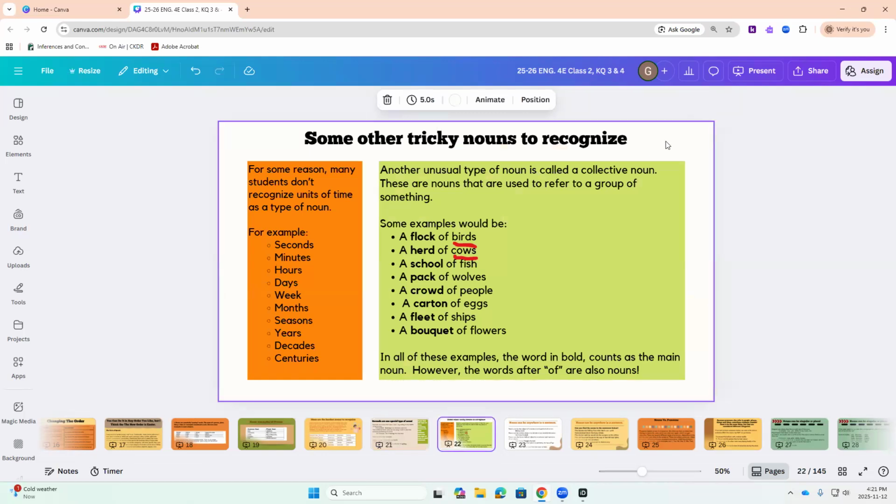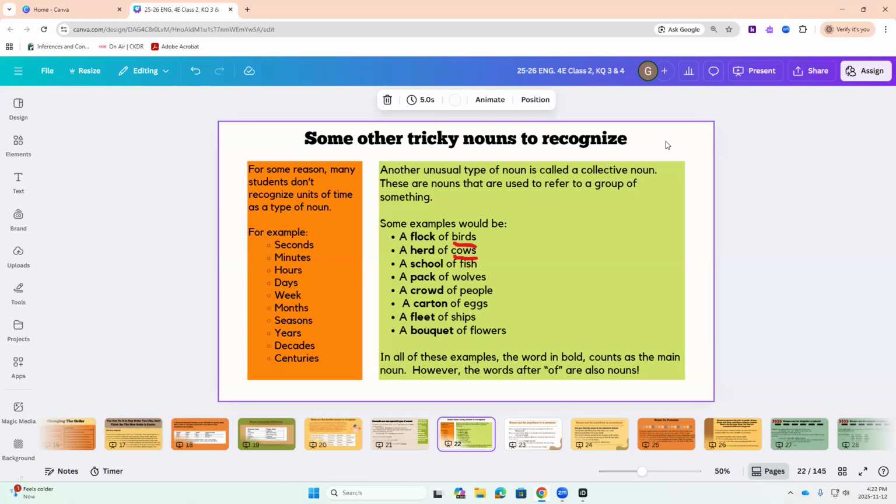Some other nouns are really tricky for people to recognize, for some reason, and I don't know why. I've noticed that a lot of times students don't seem to recognize units of time as a type of noun. So seconds, minutes, hours, days, weeks, months, seasons, years, decades, centuries, those are all nouns. So if I said November, November is a noun. If I talked about Monday, Monday is a noun, okay?